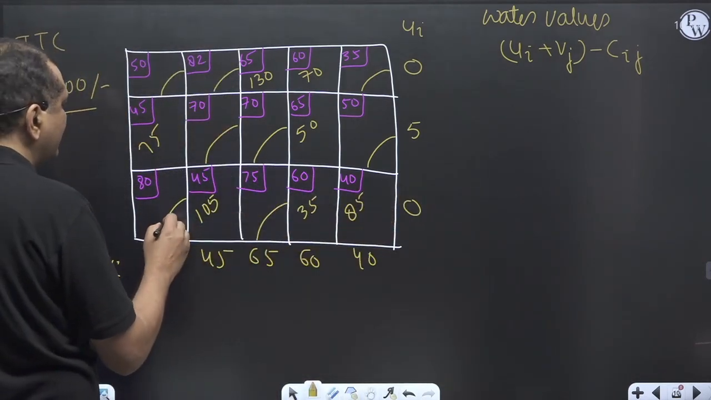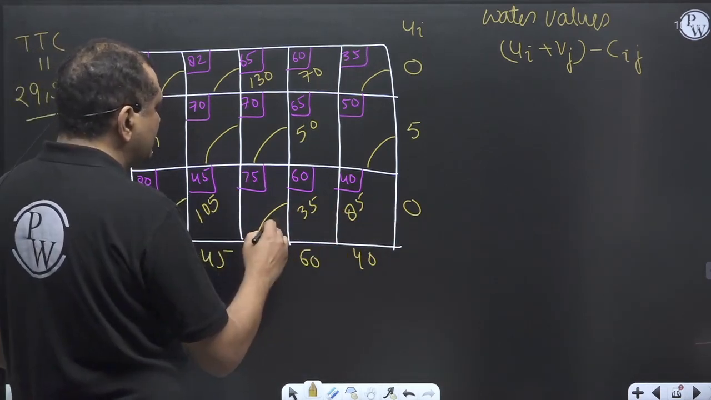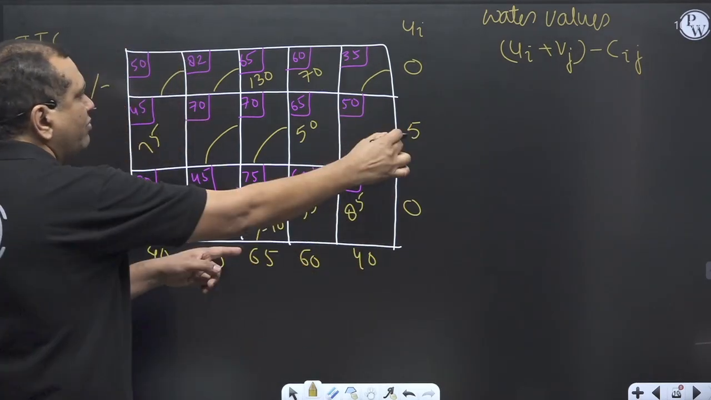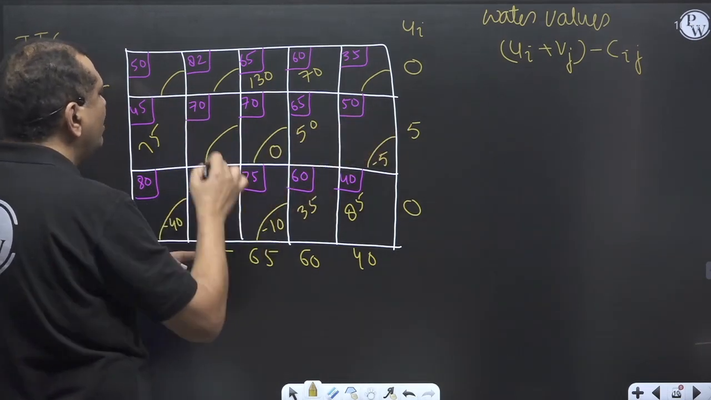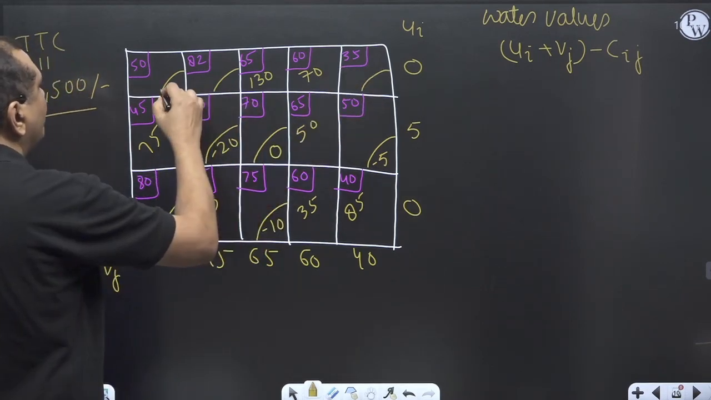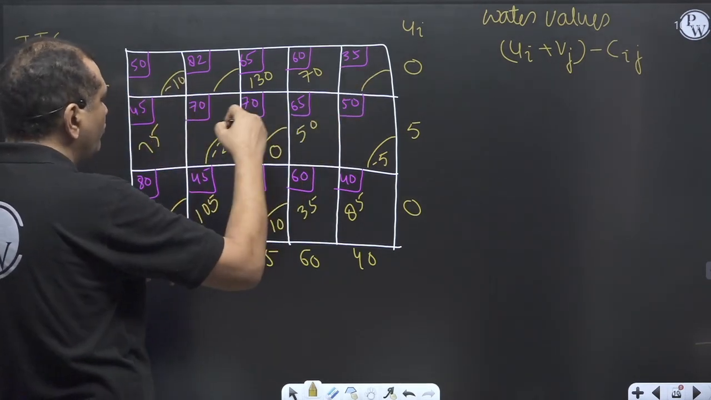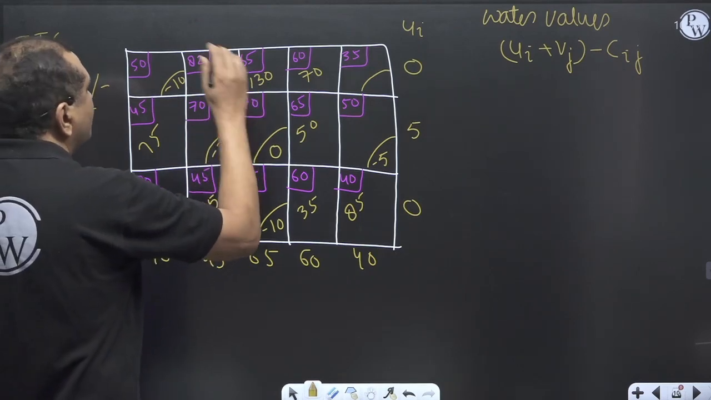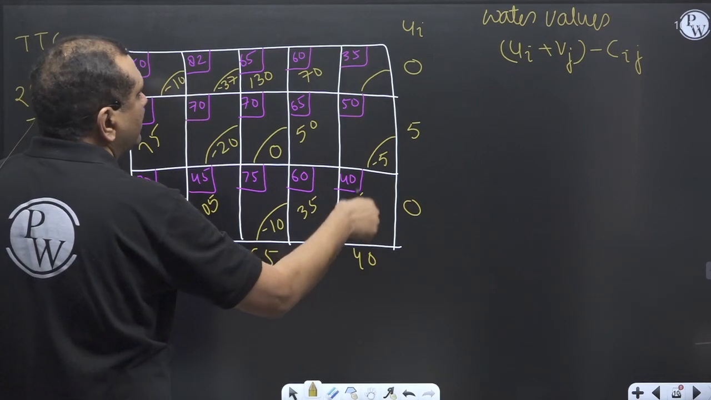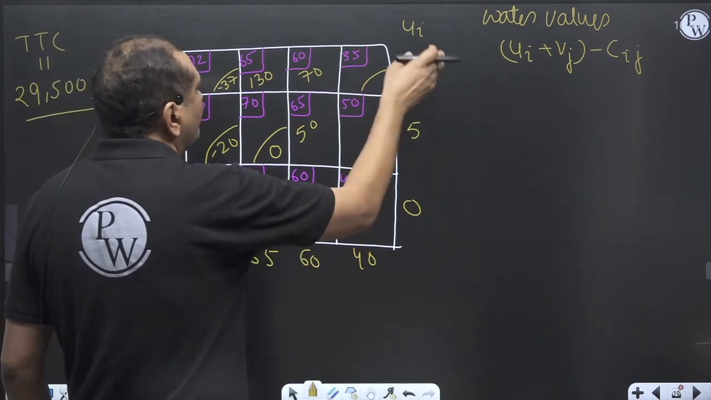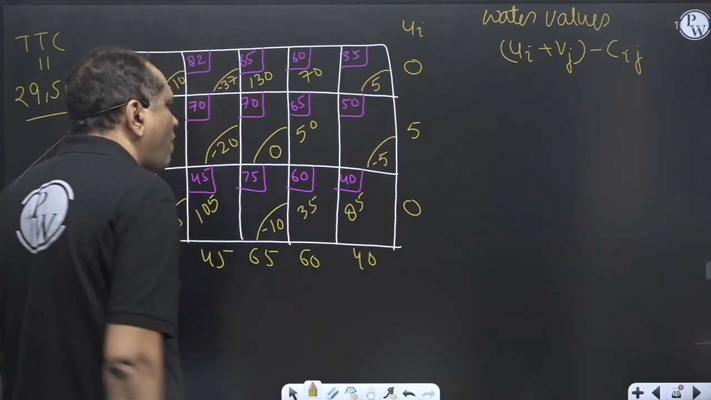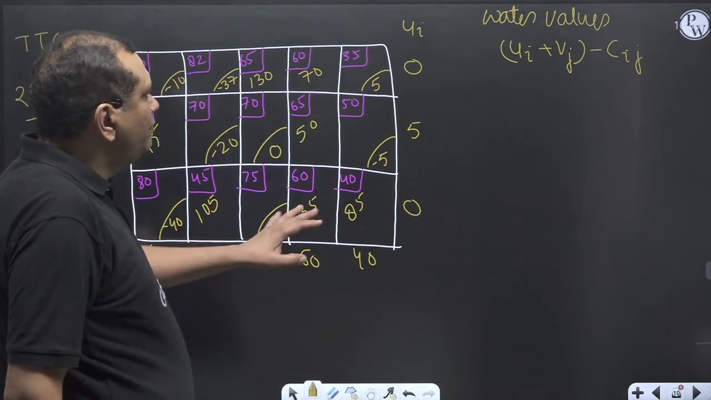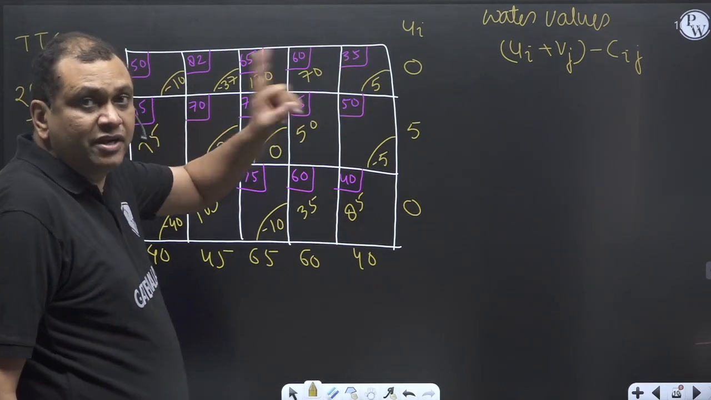Zero plus 40 minus 80 is minus 40. 65 minus 75 is minus 10. 45 minus 50 is minus 5. 70 minus 0, minus 20. Minus 10. 45 minus 82, minus 37. And then 40 minus 35 is 5. Because the penalty value of a non-occupying cell is positive, it is not an optimum solution.